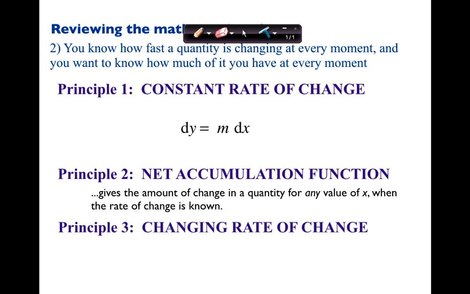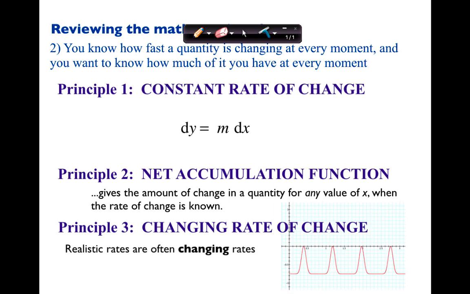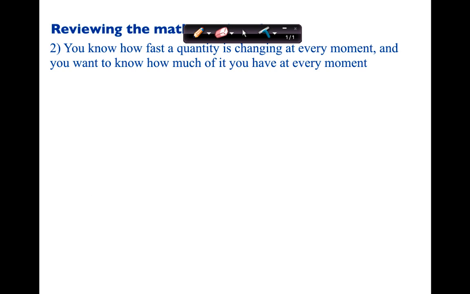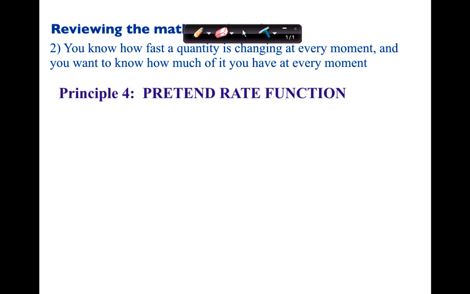All right, and then we talked about changing rate of change. Changing rate of change is very common, right? So there are some things in the world that have constant rate of change or almost constant rate of change, but there's many things in the world that the rate of change is changing. So we talked about this example here. And then principle 4 was we're going to make a pretend rate function because with continually changing rate of change, we can make no progress towards accumulation.